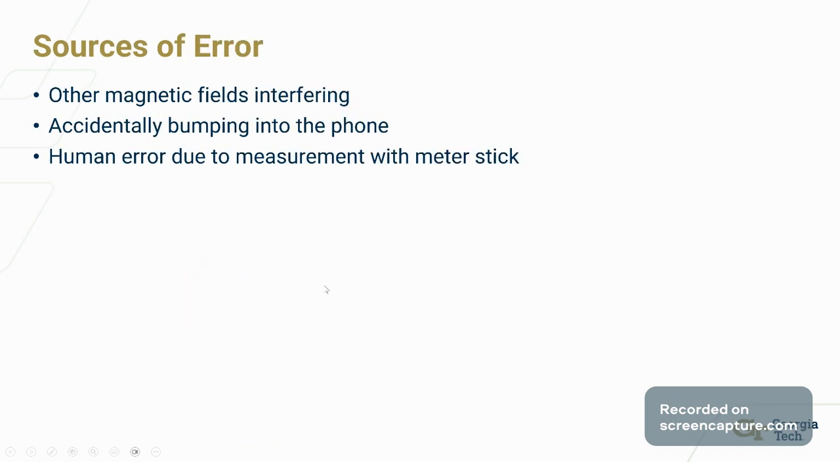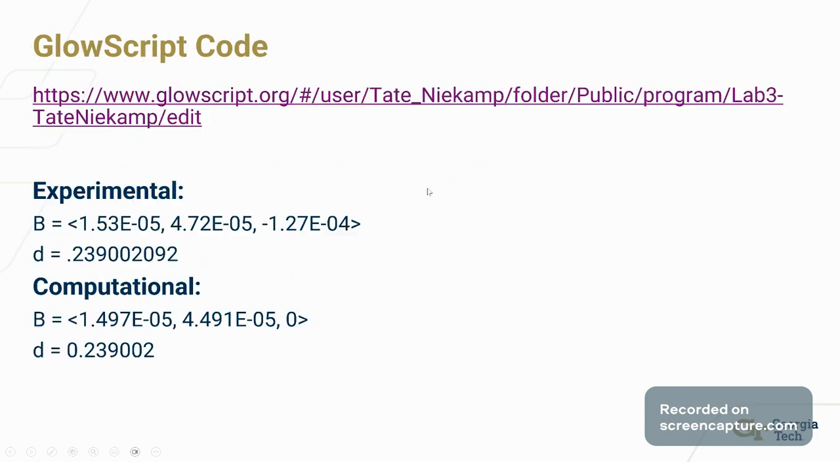So some sources of error were that there might be other magnetic fields interfering, such as a computer, a laptop, phone, a bracelet. We could have accidentally bumped into the phone, and also just human error due to measurements with a meter stick. We didn't have a meter stick, so we used a ruler to measure out 100 centimeters on a piece of tape. So conclusion, let's jump into my GlowScript code.